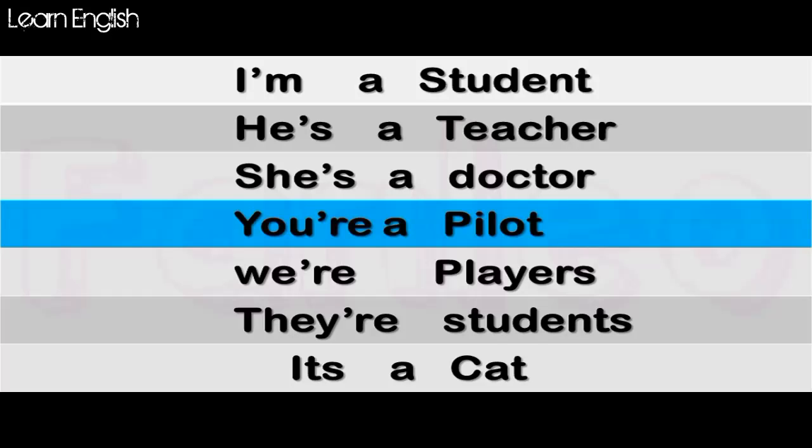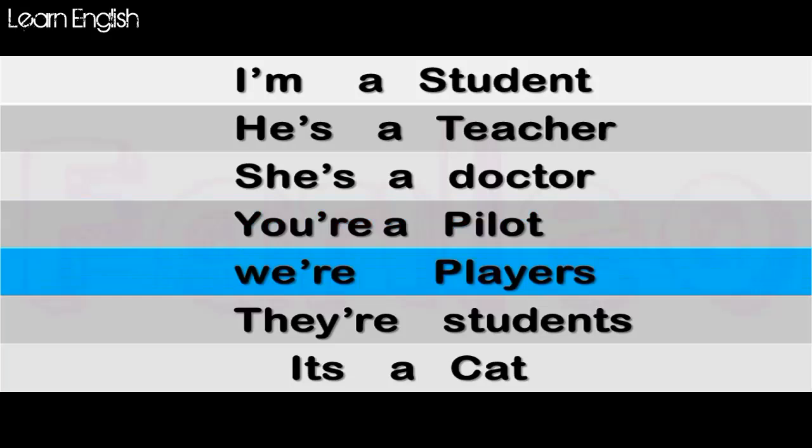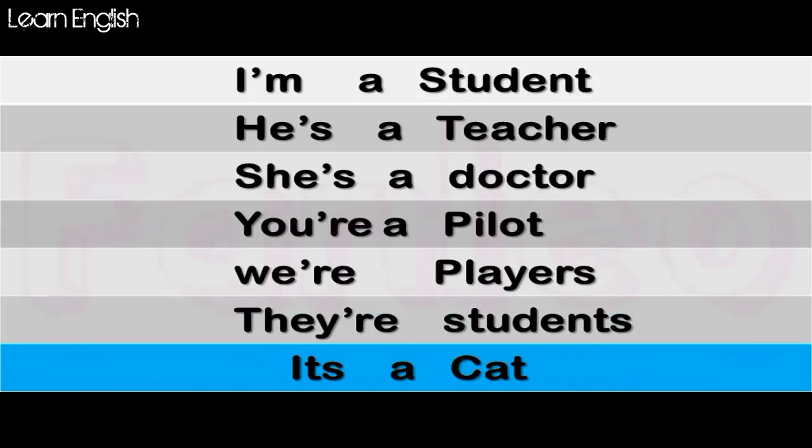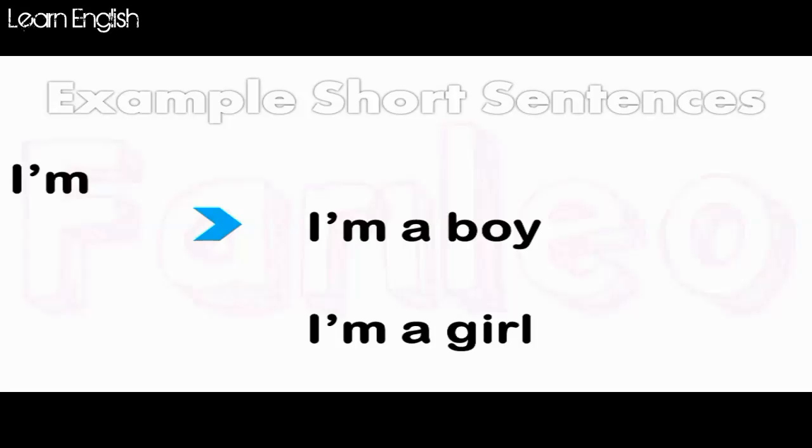You are a pilot. The next one is we're players. We are players. We're is the contraction for we are. The next one is they're students. They are students. So they're is the contraction for they are. The next one is it's a cat. It's is the contraction for it is. It's a cat. Now for some extra practice we have some short sentences where we will be using these contractions in each one of them for you to understand a little better.